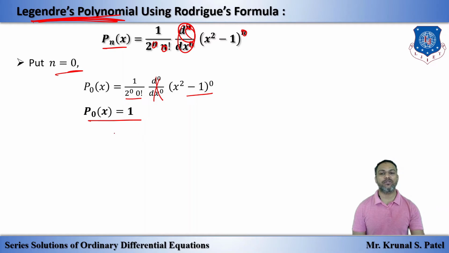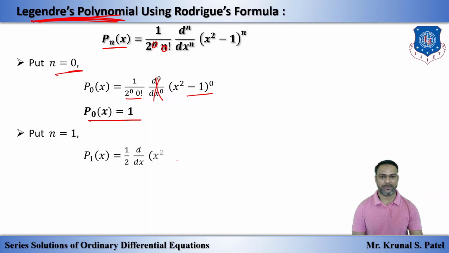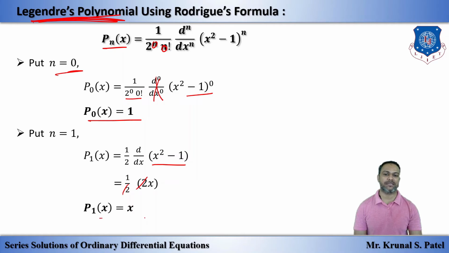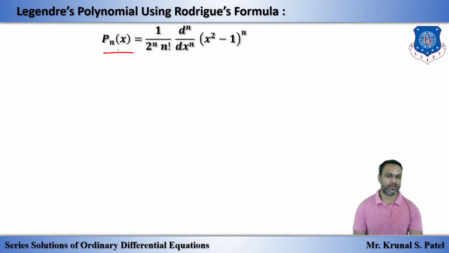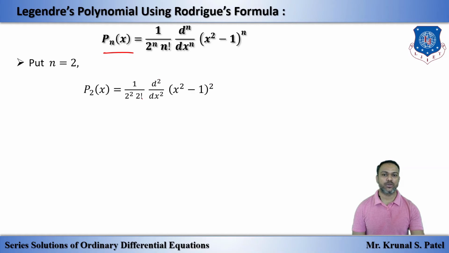Okay. So now we will put n is equal to 1. So we have 2 raised to 1, 1 factorial, and the 1 derivative of (x square minus 1) raised to 1. Okay. So the 1 derivative of this is 2x. So 2 cancels out 2, we have P1 of x is equal to x. In a similar way, if we put n is equal to 2 in this Rodrigues formula, we have 2 squared, 2 factorial, and the second derivative of this. So 4 twos are 8.